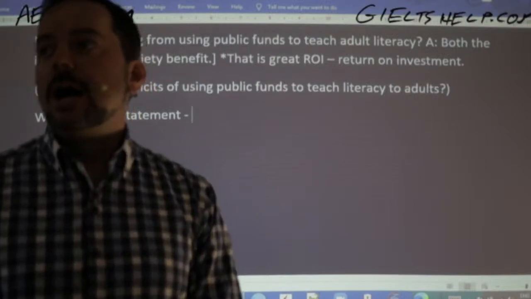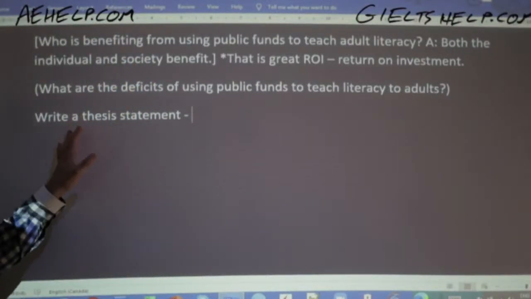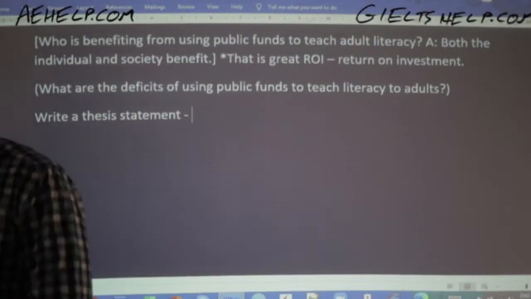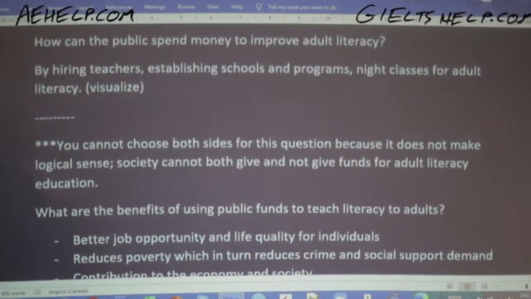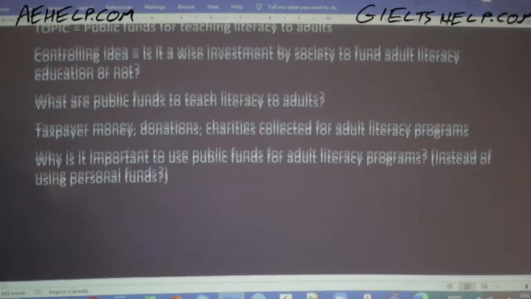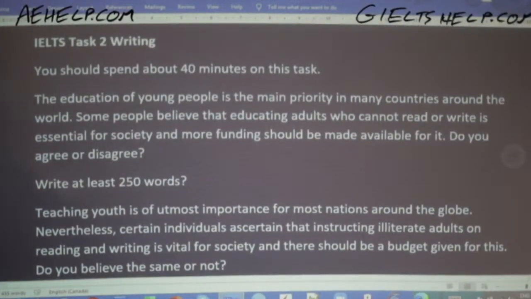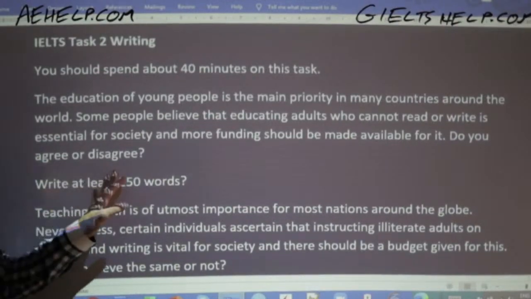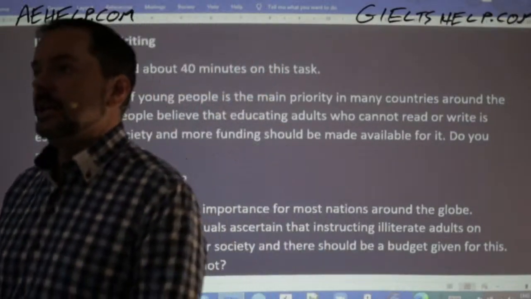So, let's write a good thesis statement. So again, we have all of the information now necessary to answer this question. Okay. Now this question is asking for your personal opinion. Do you agree or disagree? So what do you think? So it is a first person essay. All right.